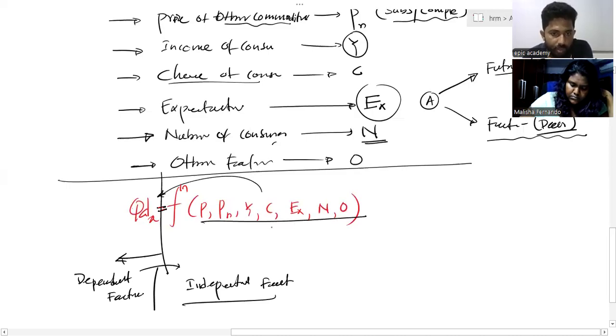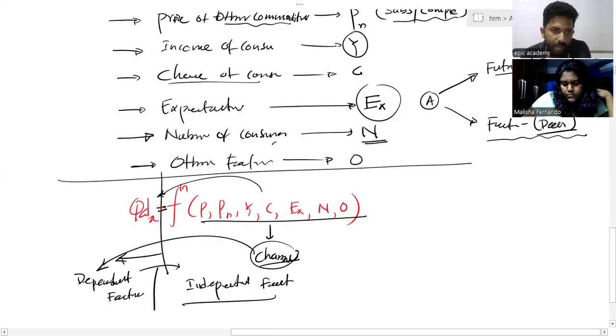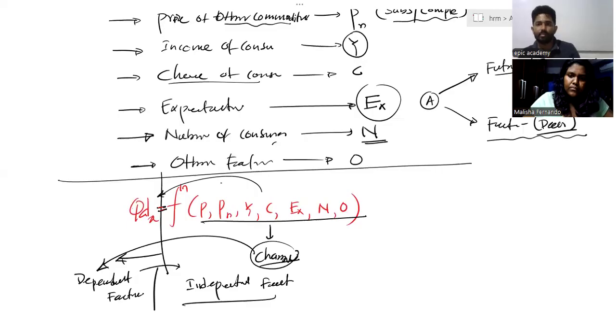Because those factors can change independently. Okay, those factors can change independently. According to change in those factors, the depending factor, I mean quantity of demand, can be determined. Isn't it? Yes. The things inside these brackets can change. When they change, the quantity demand is determined according to that change.